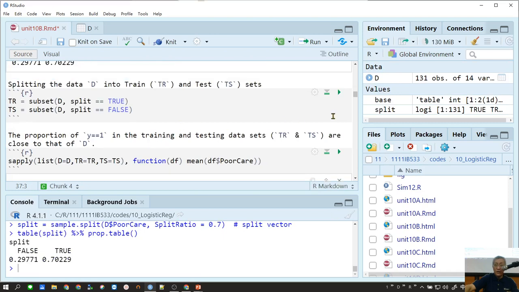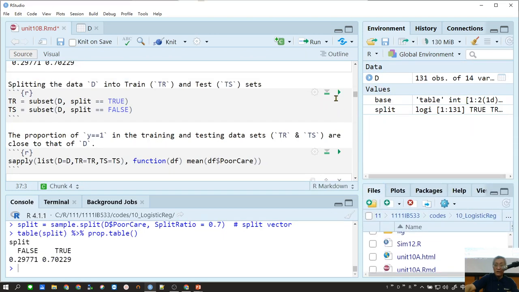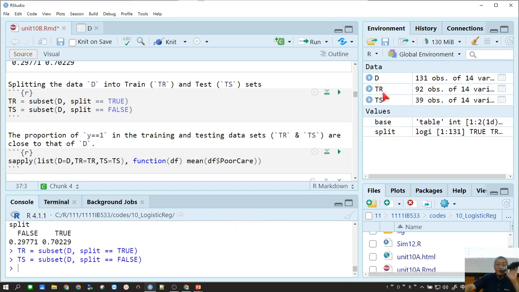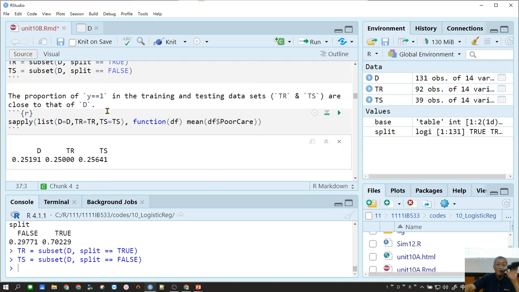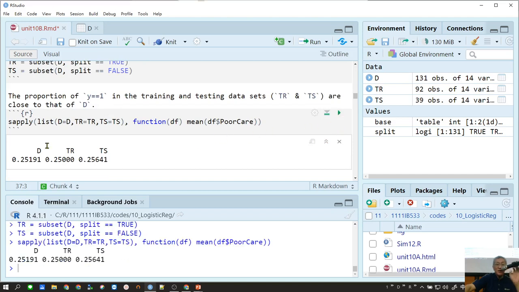Okay, so after I split them, I will have a training data and I have testing data, right? Okay, and then I can see the proportion of poor care equal to 1, right? In the D data set it is 2519, and in training data set it is exactly 25, and in testing data set it is 2564, right?